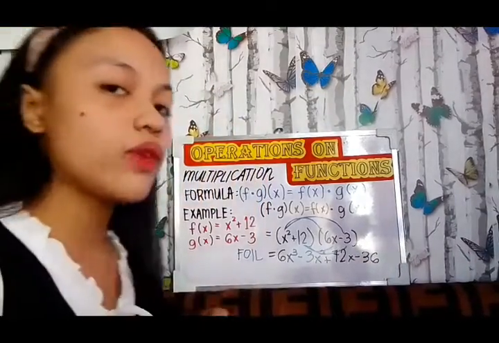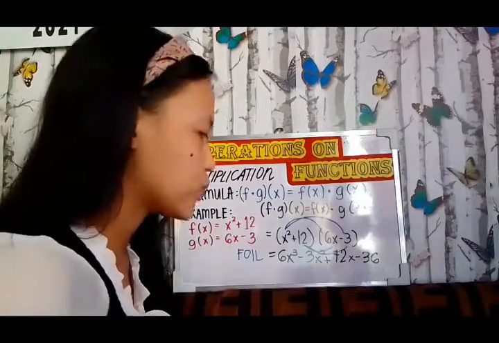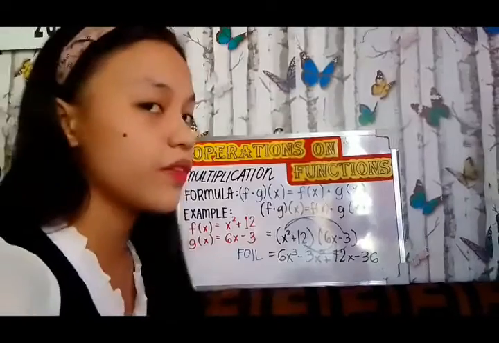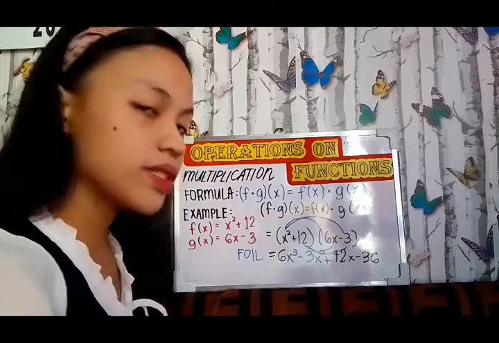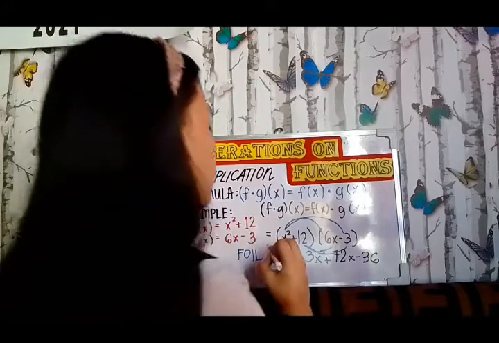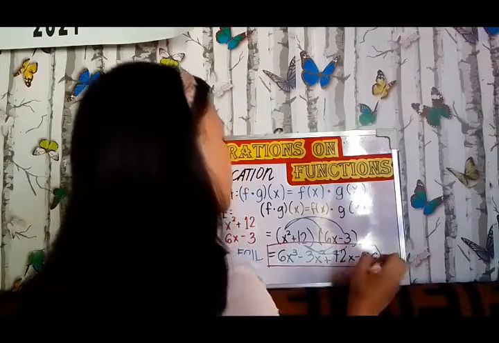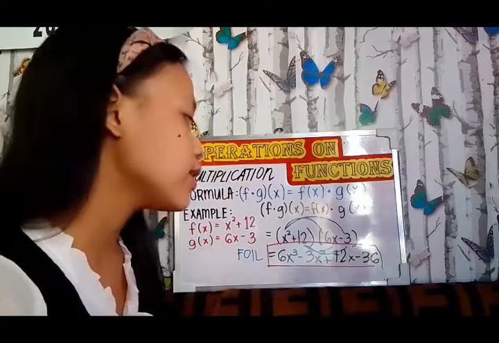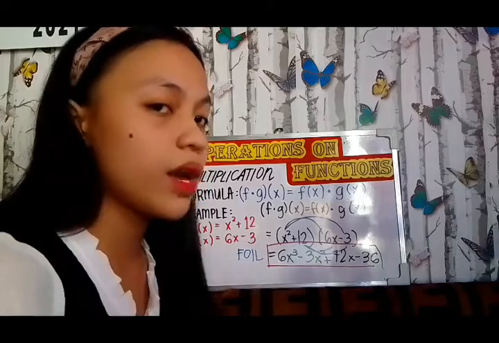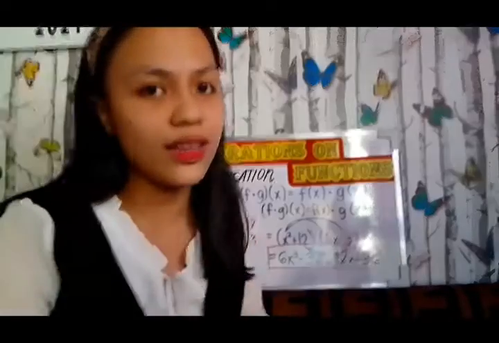If we analyze the given example, we can see it is already simplified. So we can conclude that our final answer is 6x cubed minus 3x squared plus 72x minus 36.